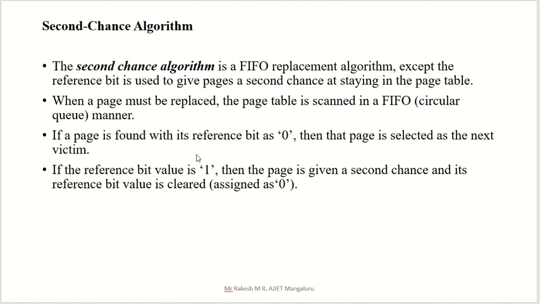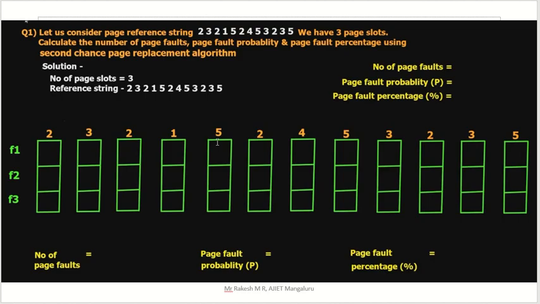Okay, this is the main thing we are going to concentrate on: the second chance algorithm. I will explain with an example, because the theory part you can't understand so easily here. I will explain with diagrams. So a question is given. Let us consider the page reference string, same as the previous reference string.